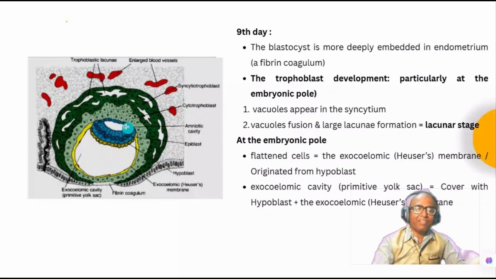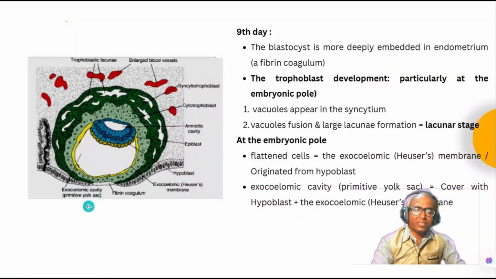Okay, and then there is a cavity above. This is the amniotic sac, and this is the cavity which is below. That is, this is the yolk sac cavity. Okay, so this is the primitive yolk sac. What we call a primitive yolk sac. Yolk sac also we will go into the details.